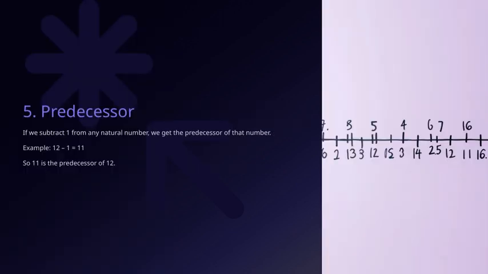Now let's talk about what we call the predecessor of a number. Essentially, if you take any natural number and subtract 1 from it, the result is the predecessor of that number. For example, if we look at 12 and subtract 1, we get 11. So in this case, 11 is the predecessor of 12. This concept helps us understand how numbers are related to each other in a sequence. Recognizing the predecessor is fundamental when working with numbers, especially in counting or understanding sequences, because it shows us the step just before a given number. This idea ties into the overall theme of understanding the relationships between numbers, which is key in many areas of mathematics.